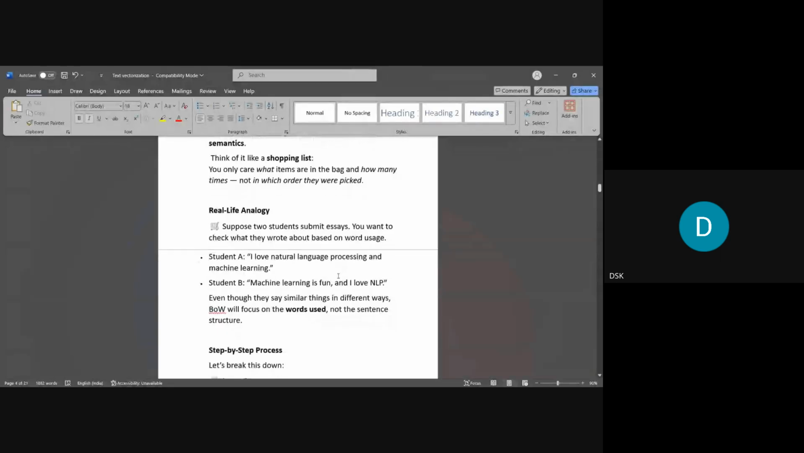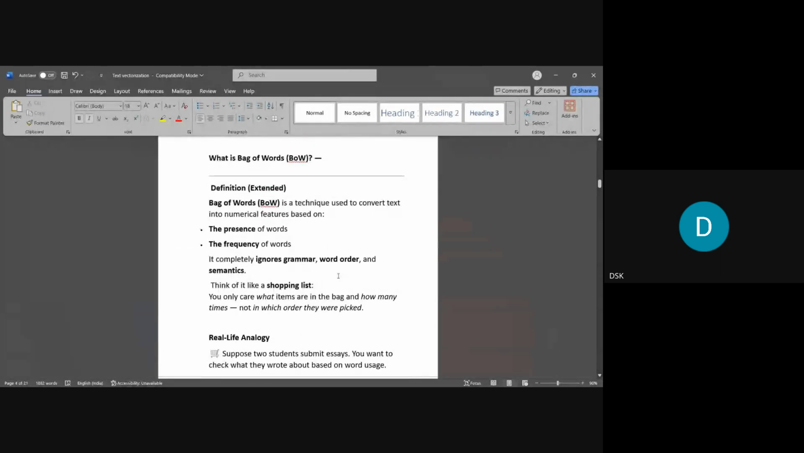not the sentence structure. So, basically, bag of words is a technique used to convert text into numerical features based on the presence and frequency of words. It completely ignores grammar, word order, and semantics. It basically sees how many times each word has been used.